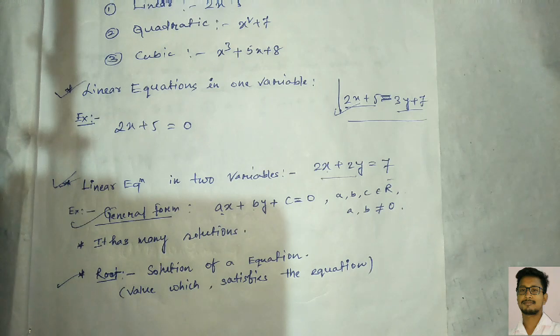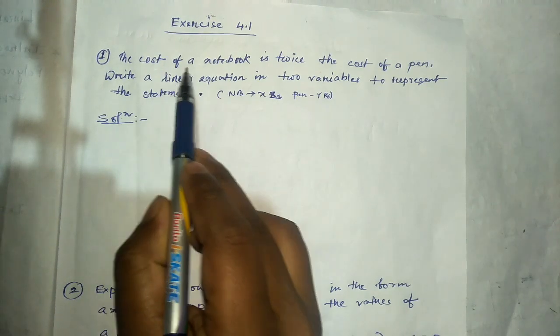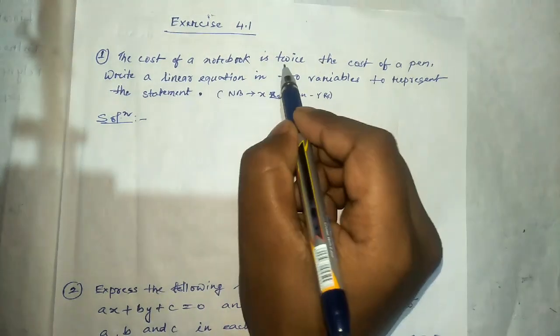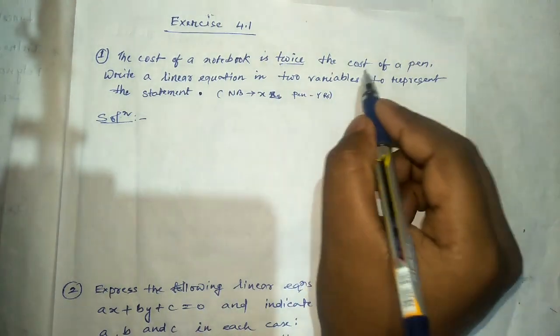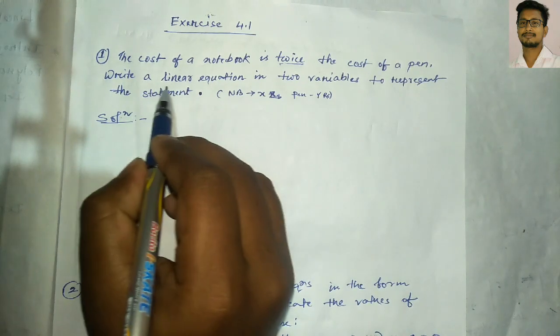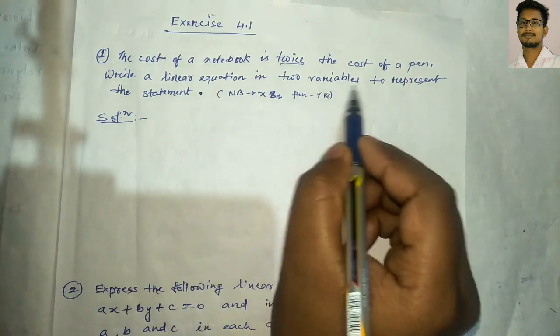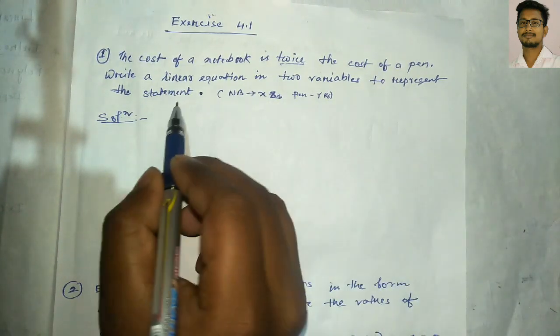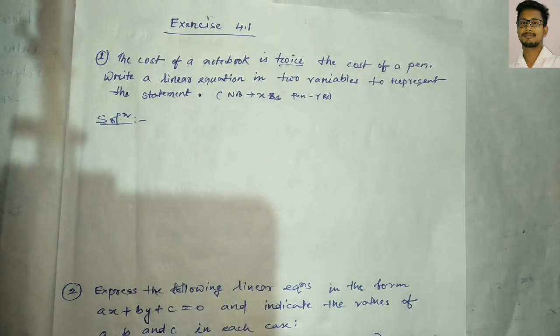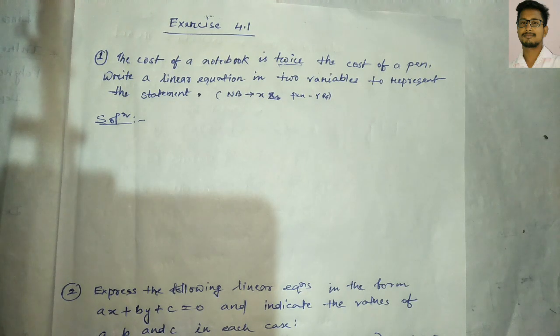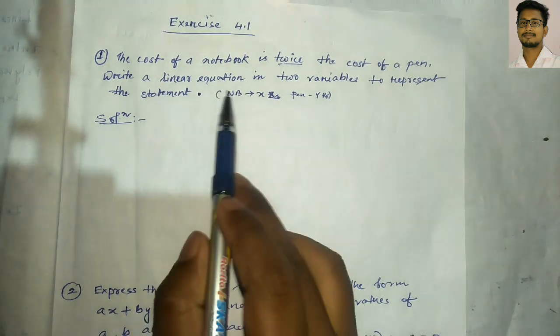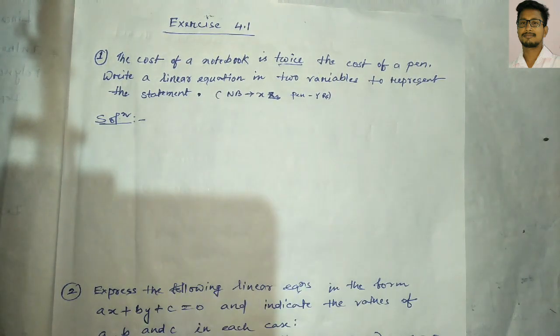Okay friends, question 1. What is given here? The cost of a notebook is twice, meaning 2 times, the cost of a pen. Write a linear equation in 2 variables to represent the statement. They have given one statement, and we have to represent it as an equation. Of course we have to take 2 variables. Now they have given hints here: for the notebook take rupees x, and for the pen take rupees y.